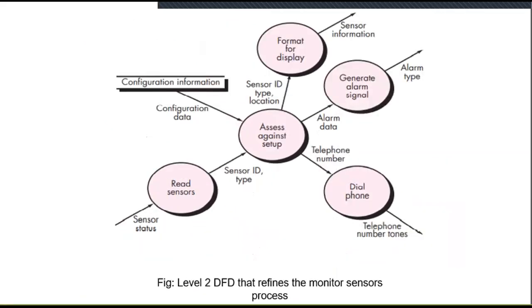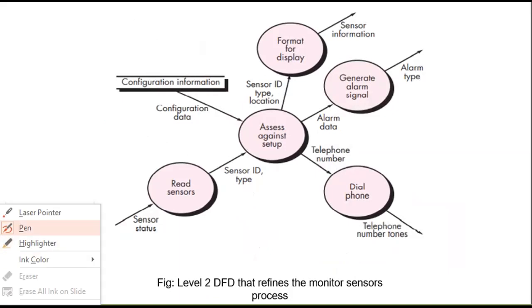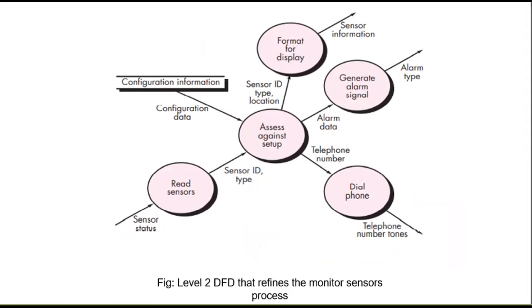So within the monitor sensors, these sensors are going to read information, reading the sensors. Reading the sensors means they are checking whether all the sensors are active. Now when you're reading the sensors, each sensor is going to have its own specific ID and specific type of sensor. Now this information will be stored within the access against setup.